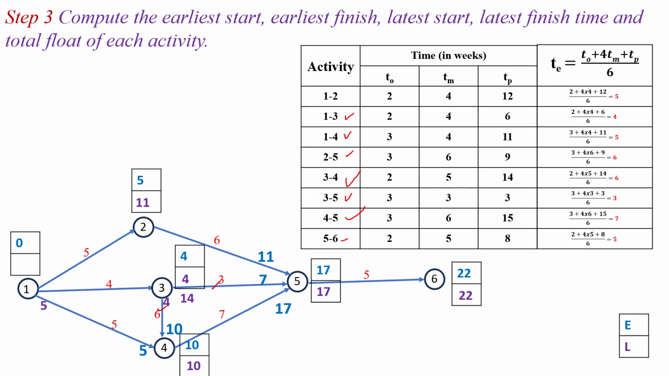For activity 1-3, latest finish time is the 4 and latest start time will become the 4 minus 4, which is equal to the 0. And next we have to look for the activity 1-2. For activity 1-2, latest finish time is the 11 and latest start time will become the 11 minus 5, which is equal to the 6. So at the event 1, latest start time is the minimum time of the 0, 6 and 5. Among this, 0 is the minimum value. So latest start time at event 1 is the 0.